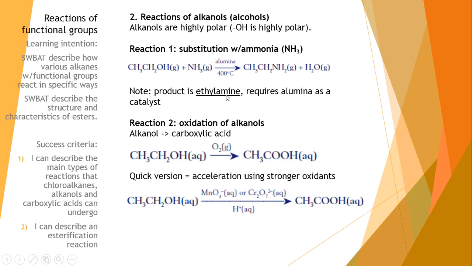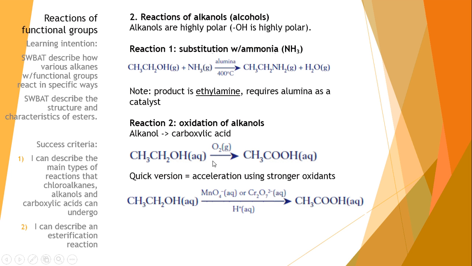Now the product is called ethylamine, and it requires aluminum as a catalyst. So alcohols can undergo a substitution with ammonia and form an alkylamine, an alkanamine. That's reaction 1. Reaction 2 is where you have an alkanol, and you oxidize it. So you oxidize it to carboxylic acid.